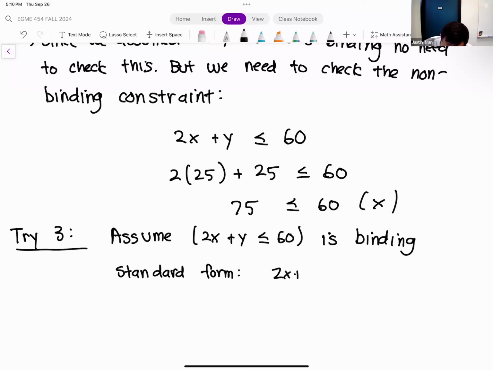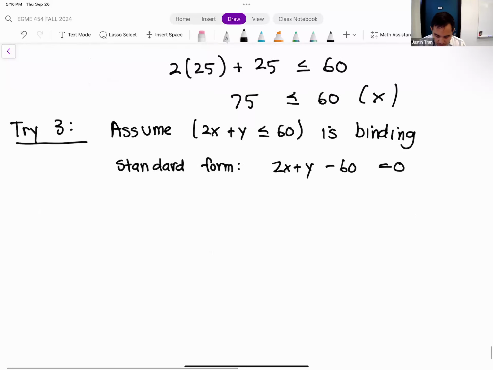In standard form, we have 2x plus y minus 60 is equal to 0. I just move the 60 over to the other side and change the less than or equal sign to equals. And then now let's write our Lagrange function with this new constraint.